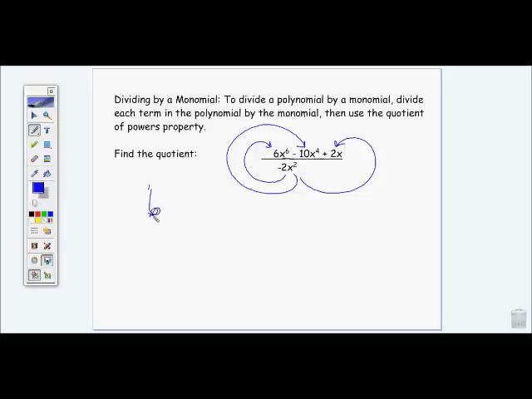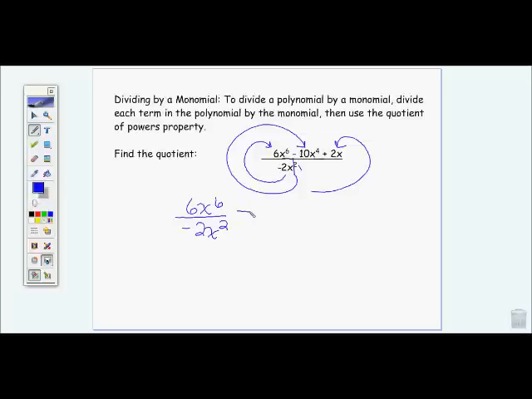So we would do 6x to the 6th. Wow, we're having some calibration problems today, definitely. Okay, let's do 6x to the 6th. And I'm going to divide that by a negative 2x squared.